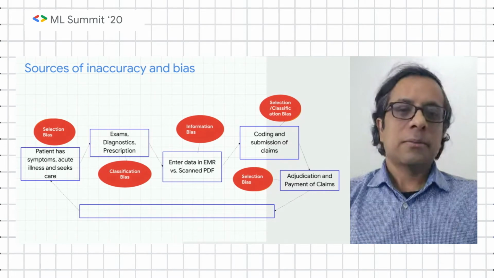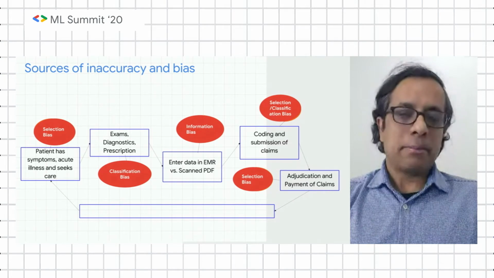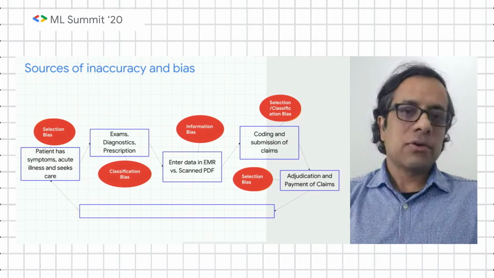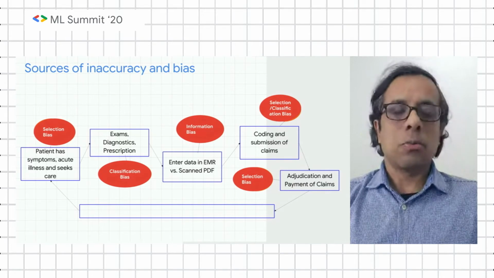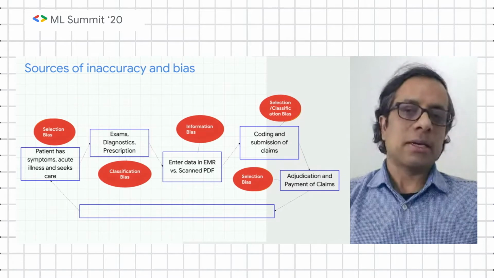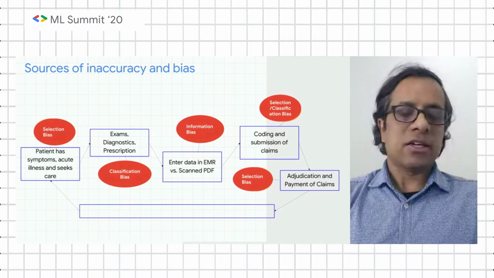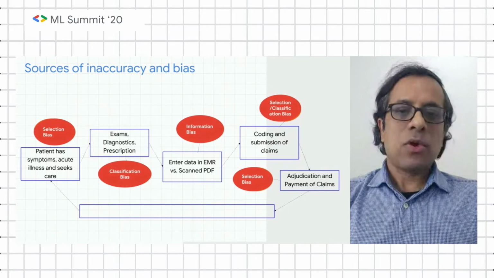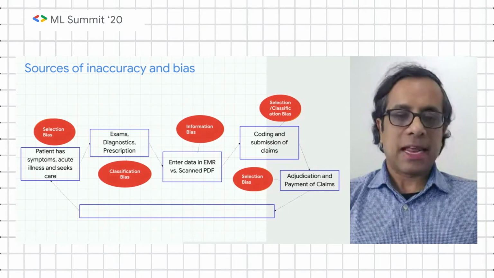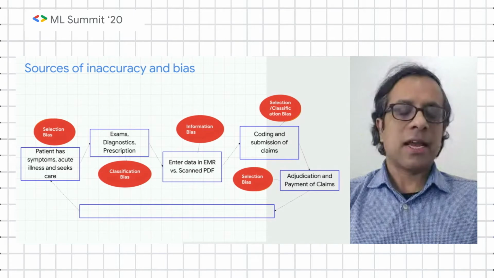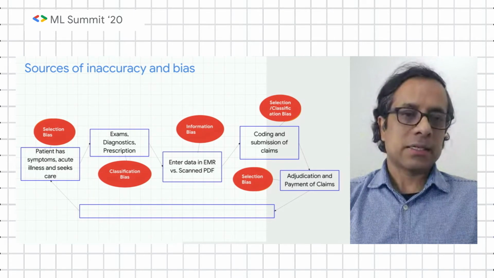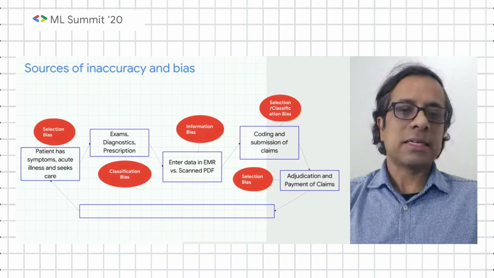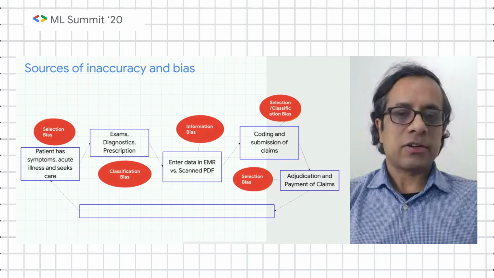And then once your billing or the coding happens for your encounter, then you could run into selection and classification bias as well, because your coding and billing agent can change some of the data for a variety of reasons. And then when you go through adjudication and the claims get paid, a lot of the claims may not get paid. Some claims are rejected. So that can also introduce selection bias. So all of these things have the possibility of introducing a variety of bias.